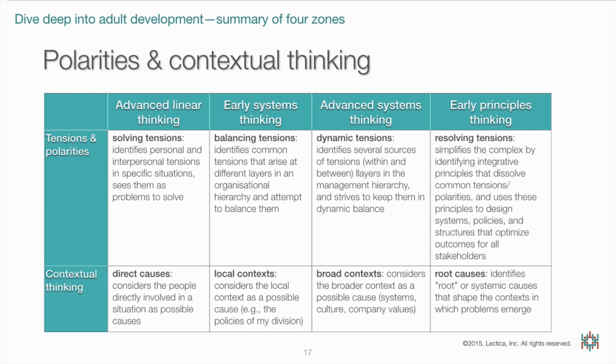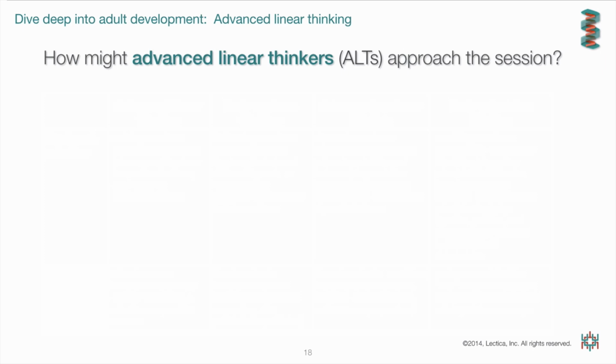To take our exploration of adult development to an even greater level of pragmatism, we'll now examine how each of the 4 zones might influence certain aspects of your coaching practice by considering how might someone performing in this zone show up for a debrief or a coaching session? What coaching questions might we ask? What practices would be effective? So how might advanced linear thinkers approach the session?